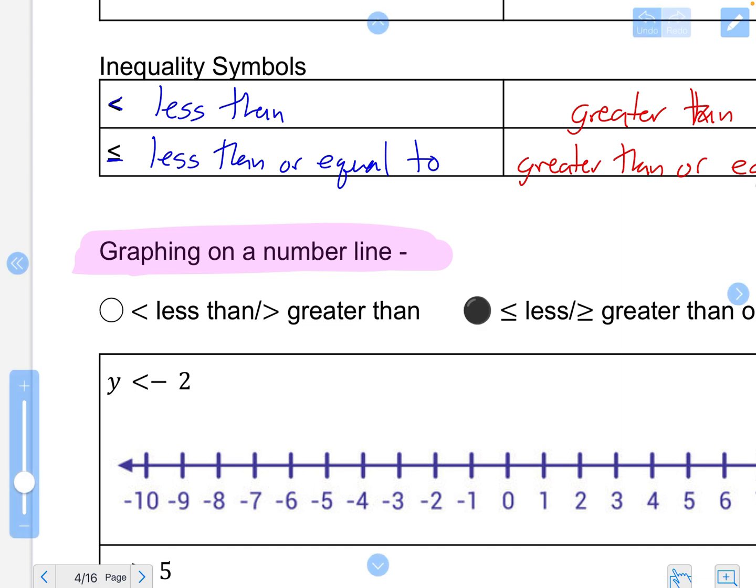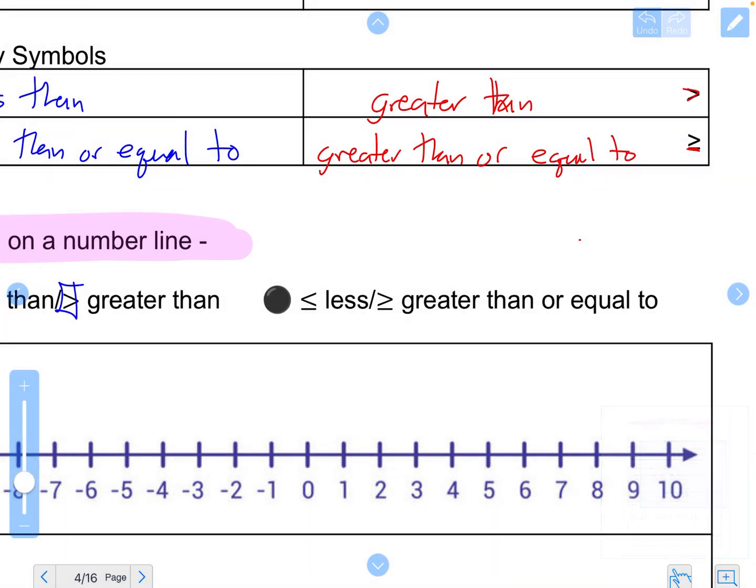And then one little thing to remember is when we graph our inequalities on a number line, it might be a while since you've done it. If our sign is less than or greater than, which means they don't have the line, we're going to use an open circle. If it is less than or equal to with a line or greater than or equal to, we're going to use that filled in circle right there.